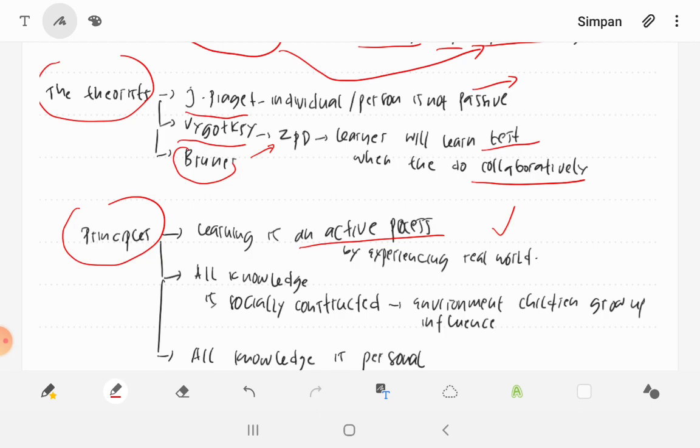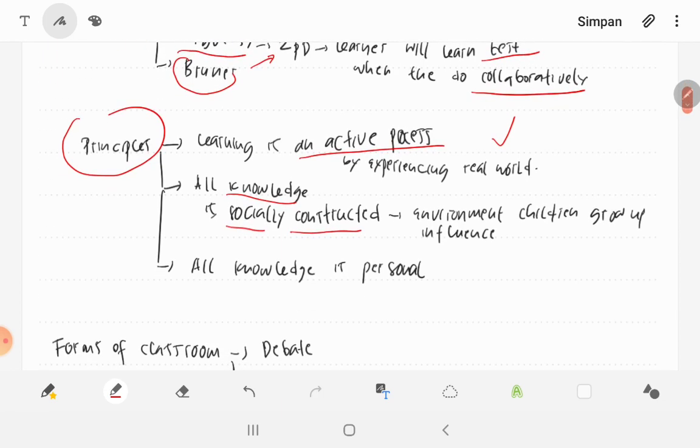The second: all knowledge is socially constructed. What does it mean that knowledge is socially constructed? It means that knowledge is constructed from the environment. Children grow up influenced by their environment. Like I told you before, children who live in a negative environment speak negative things. A young learner will speak negatively, for example, saying something in Bahasa in a bad way. So knowledge is socially constructed means that the student can get knowledge not only from the academic setting in a campus or school, but also from the environment.